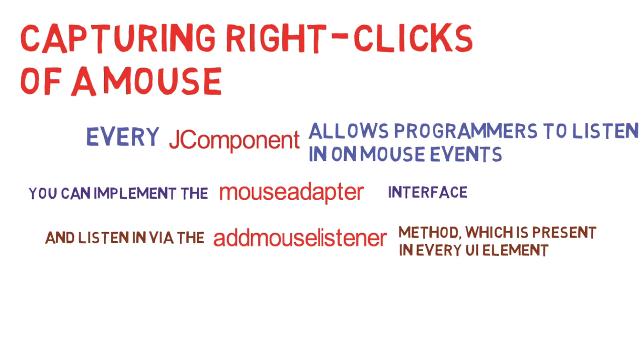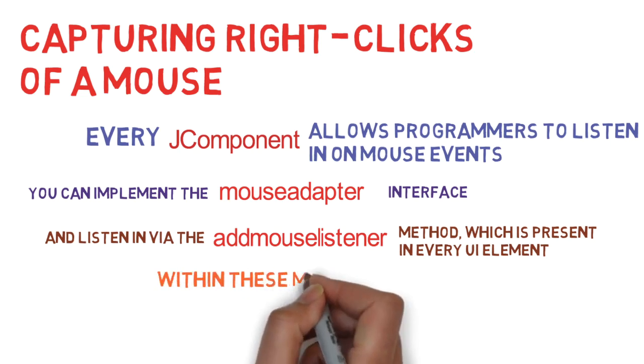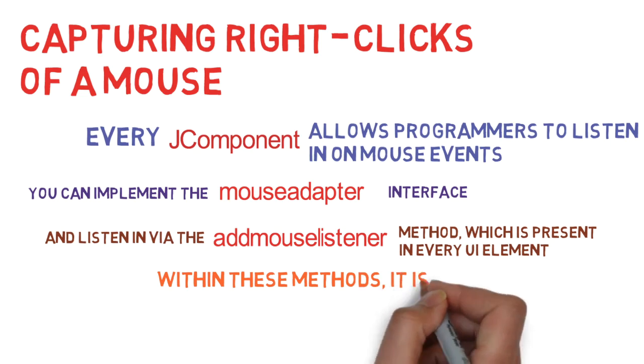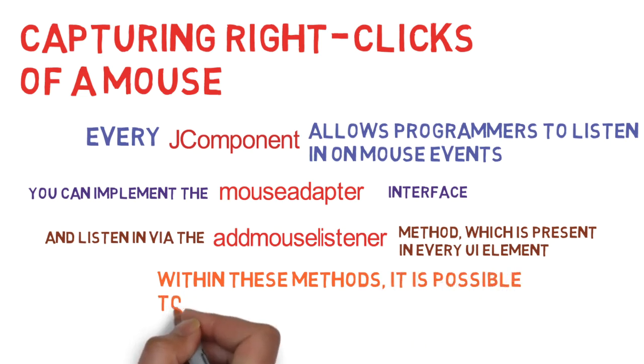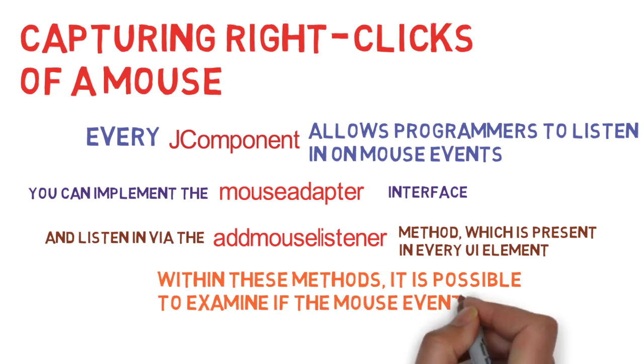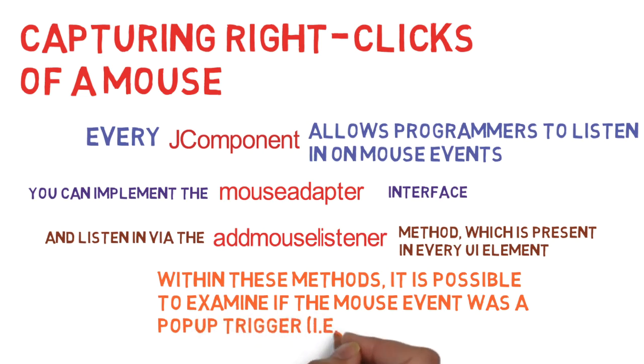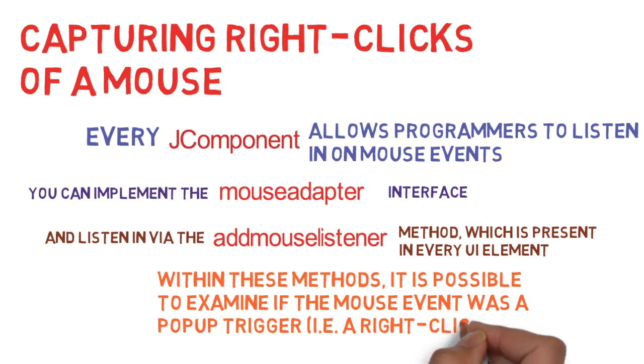Now, with these methods, it's possible to examine the mouse event that occurred. You'll know whether it was a click, you'll know whether it was a double click, you'll also know whether it was a right click. Typically, what do you do when a user right clicks on a mouse? You show a context menu or a pop up trigger. You can examine the event that came with the mouse click, know whether it was a right click, and perform the right action. Once again, all of these are the observer pattern in action.